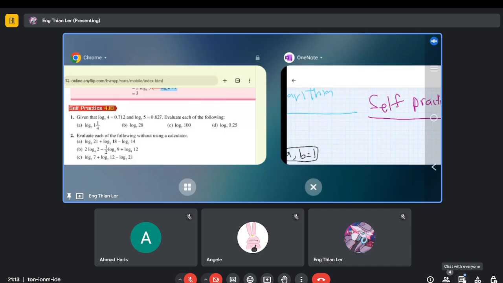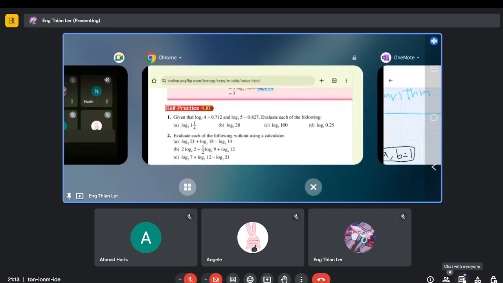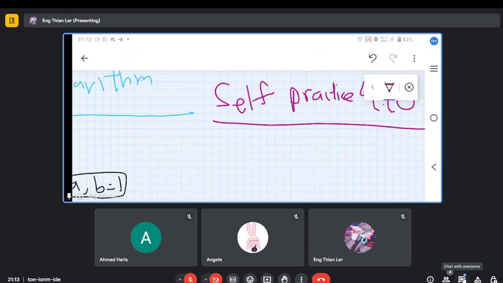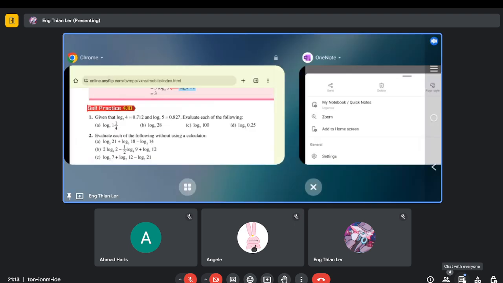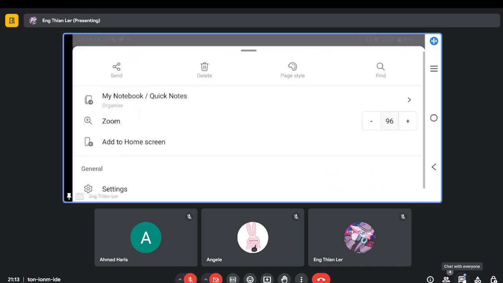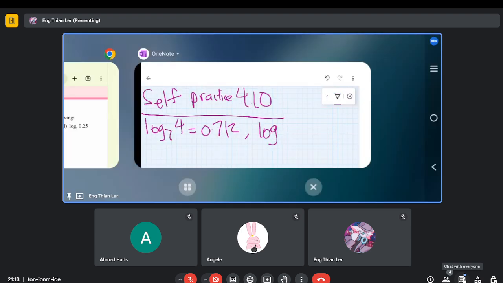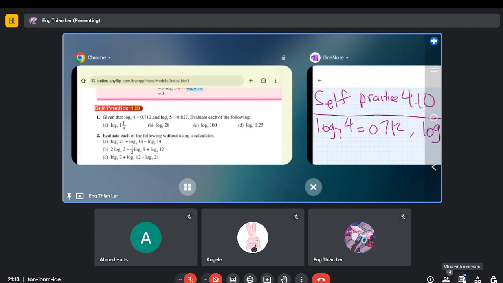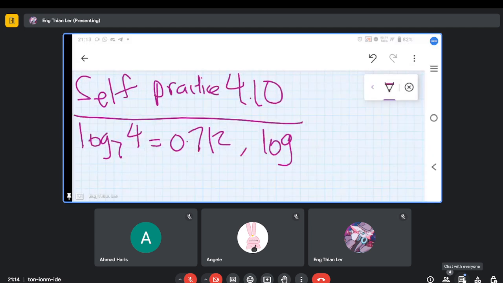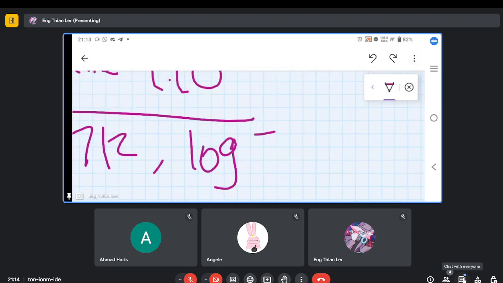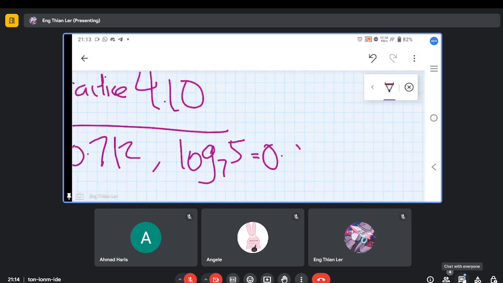Okay, so what rules did it give? What did it tell us? Log 4 base 7 equal to 0.712. And another one, log 7 base 5 is 0.827. Correct?